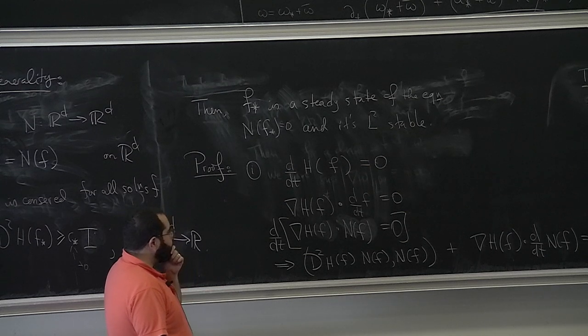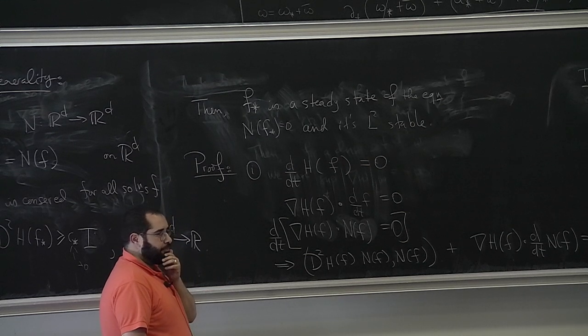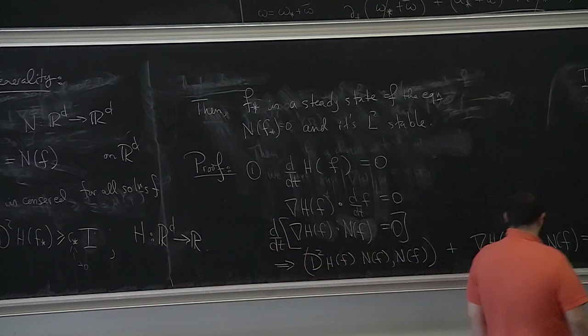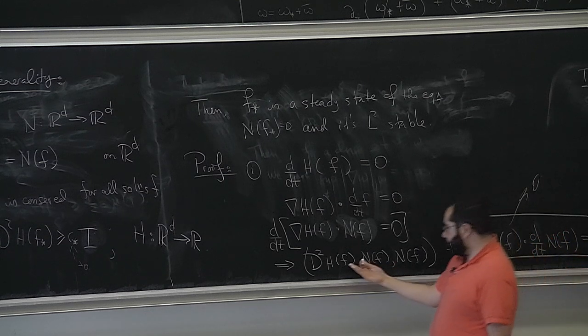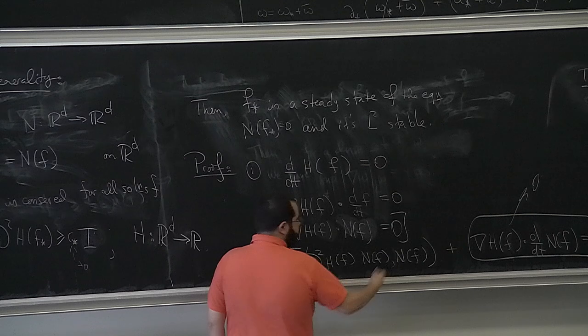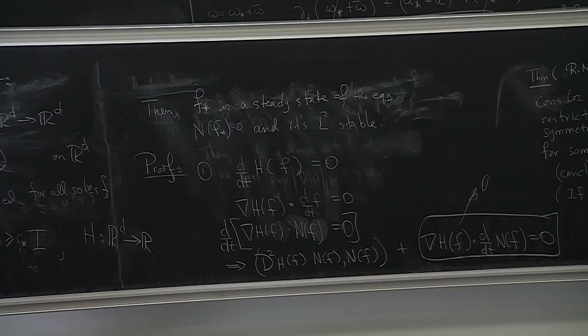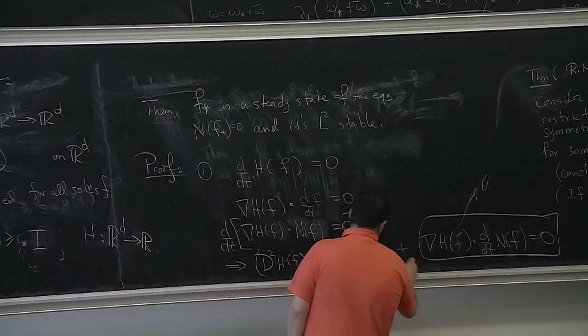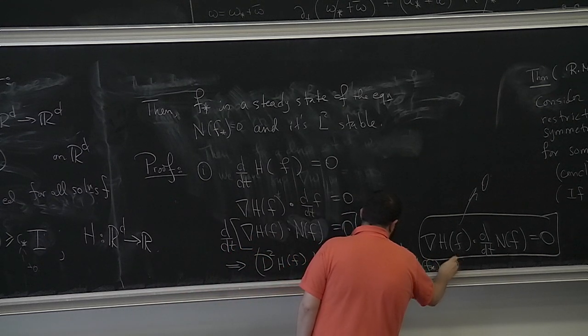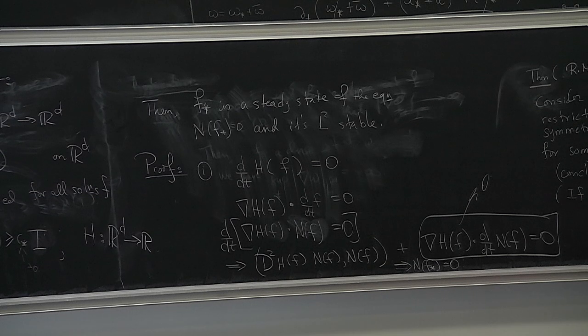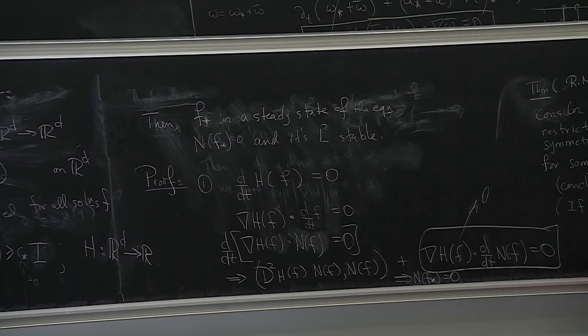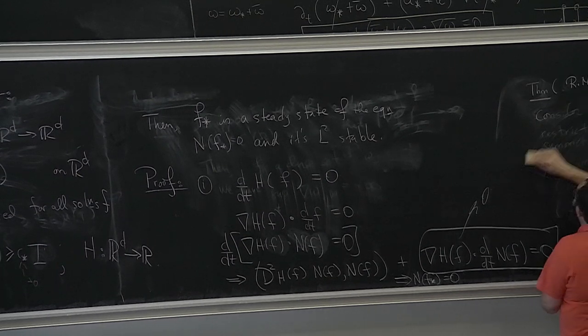Now you plug in F star. By assumption, this is zero, right? So this is zero. This thing is positive definite, so N of F star is zero. Does that make sense? I guess it's clear from the picture, but it's good to know. Now how do you see the stability, which gives you another way to see that it's stationary, actually.